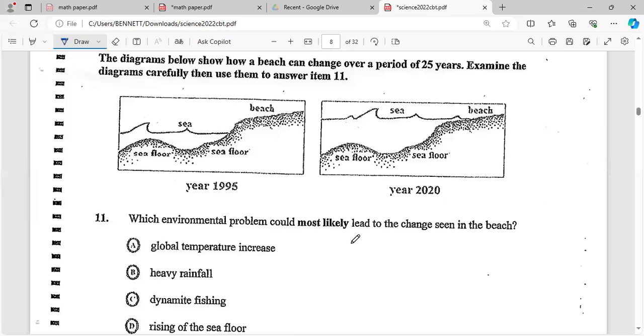And that's the global temperature increase. Let's move on to number 12.